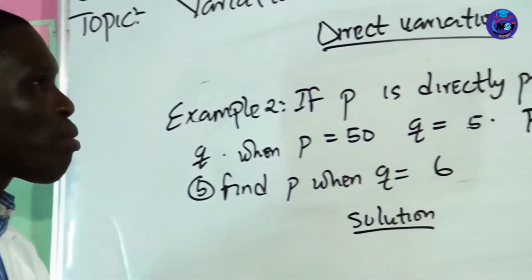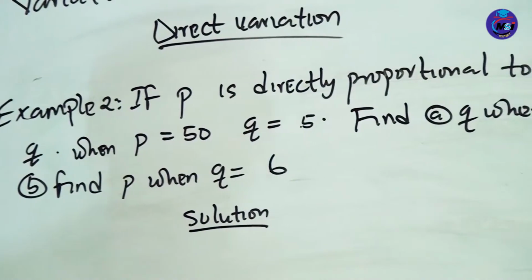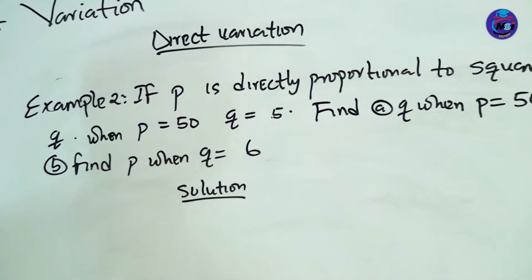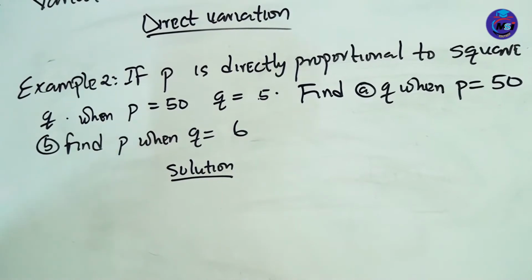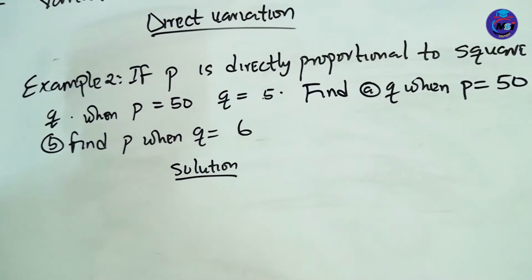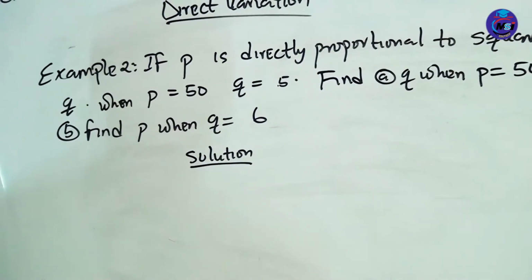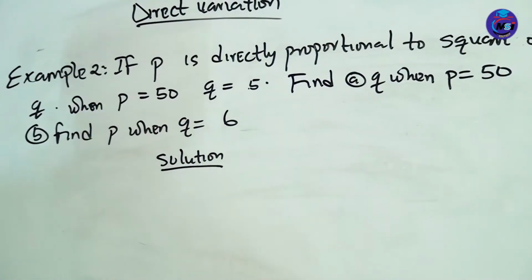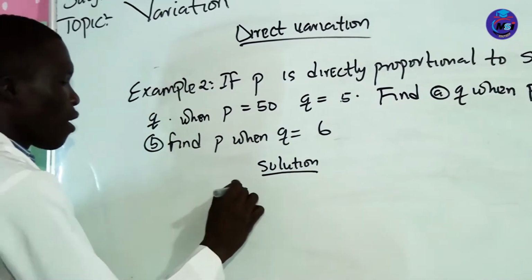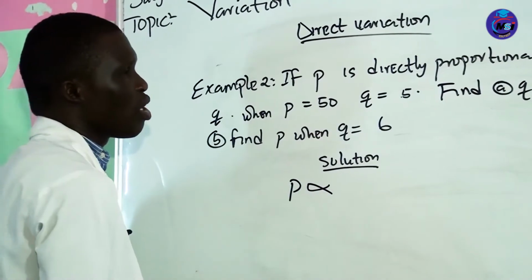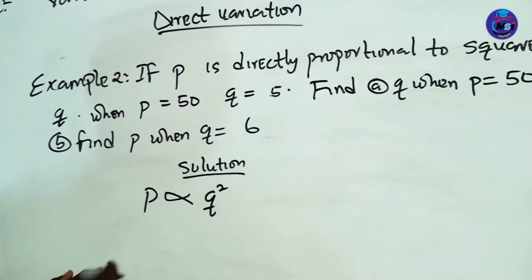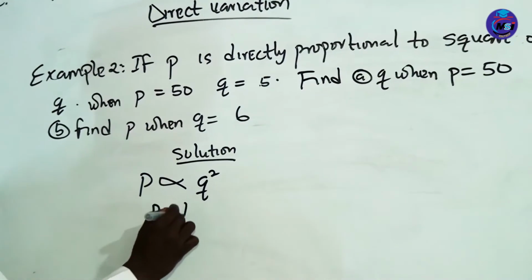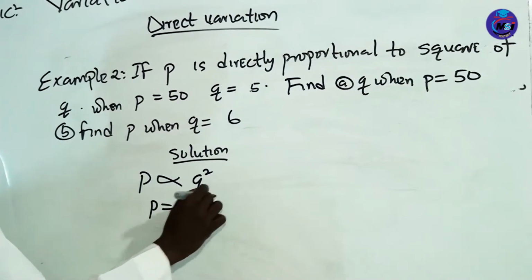If P is directly proportional to square of Q, when P is 50, Q is 5. A, find Q when P equals 50. B, find P when Q equals 6. So let's solve it together. P directly proportional to the square of Q. P equals K Q square.